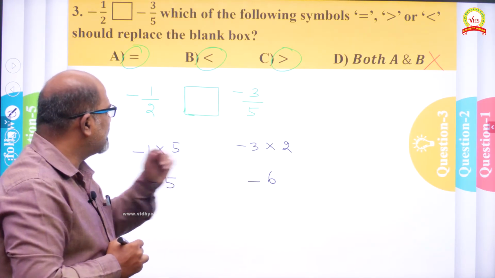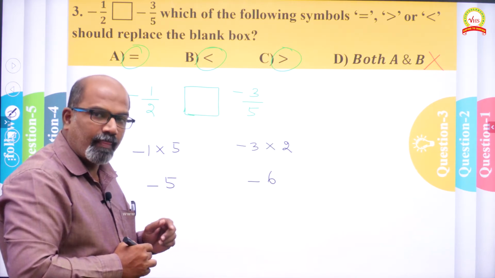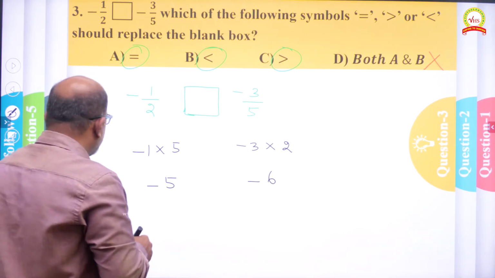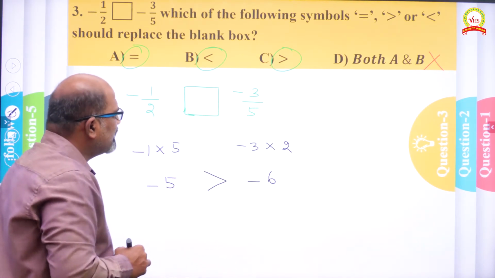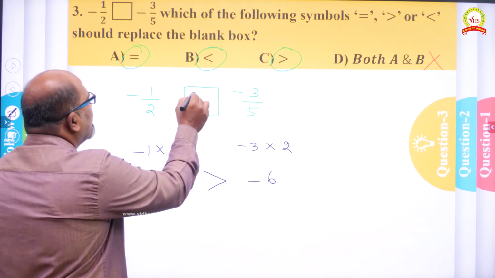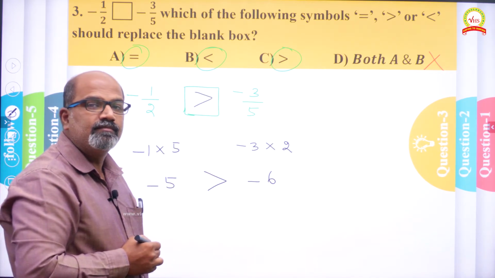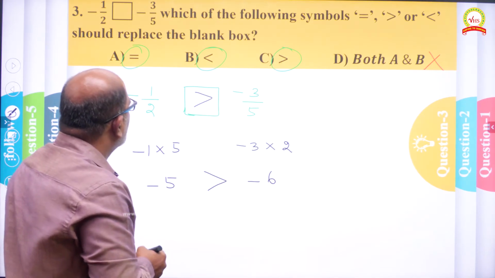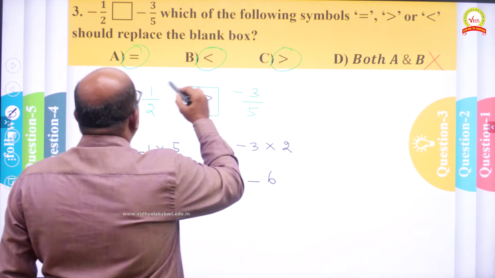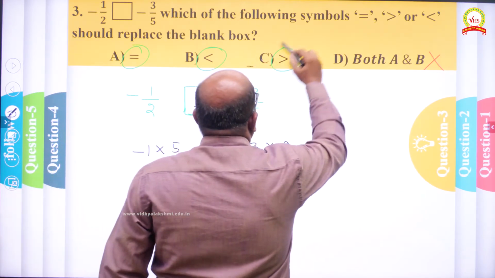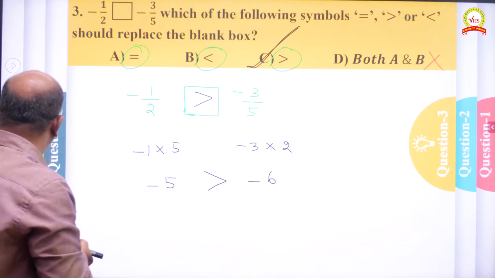Of this, which is greater? Minus 5 is greater or minus 6 is greater? Minus 5 is greater. So because of that, minus 5 is greater than minus 6. Then we can tell that minus 1 by 2 is greater than minus 3 by 5. Do you understand? Yes. So the blank box is replaced by the greater than symbol. So option C is the correct answer for this question.